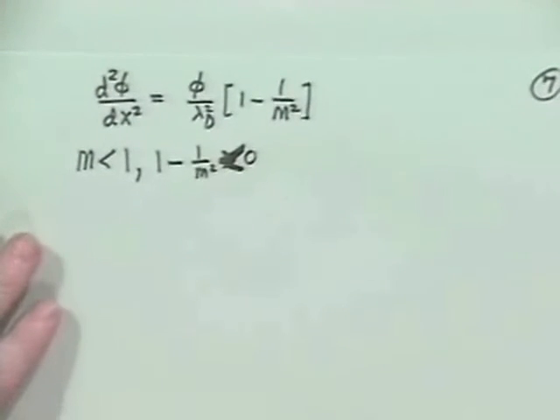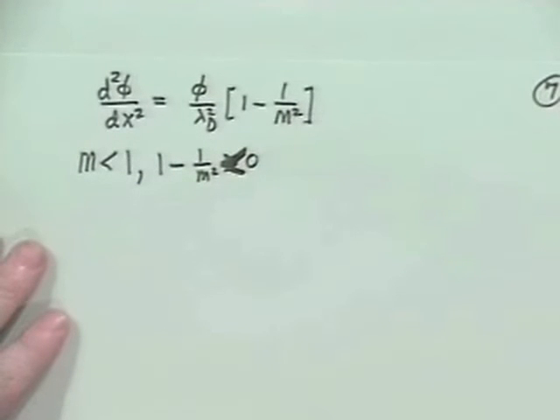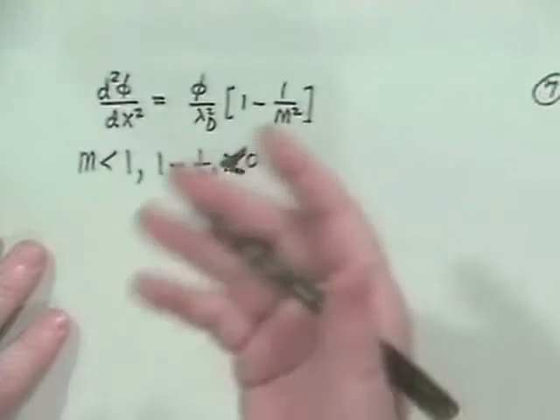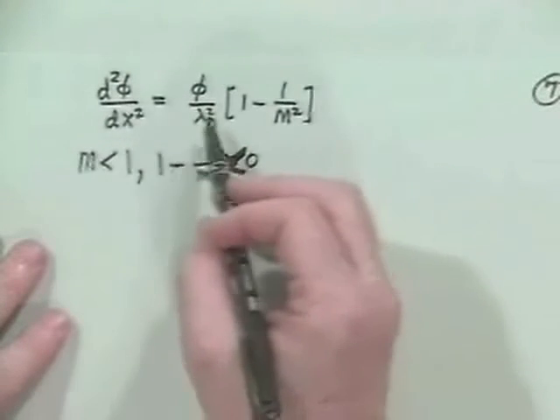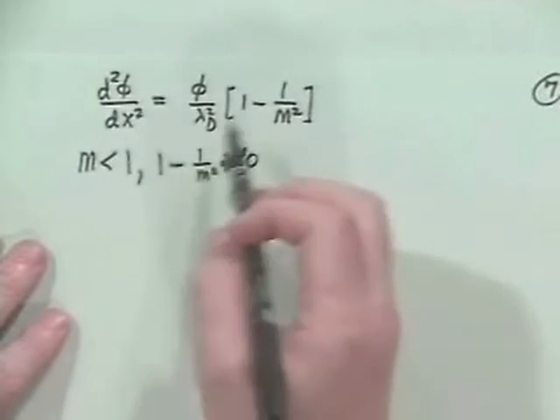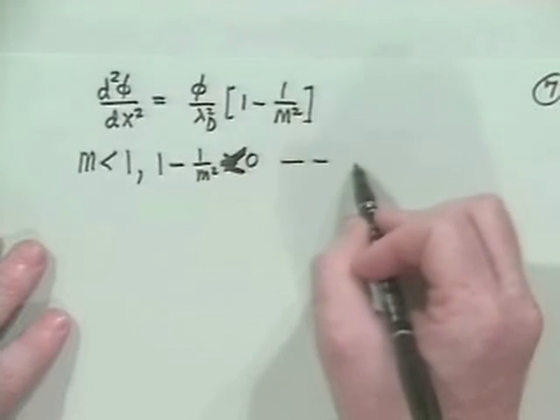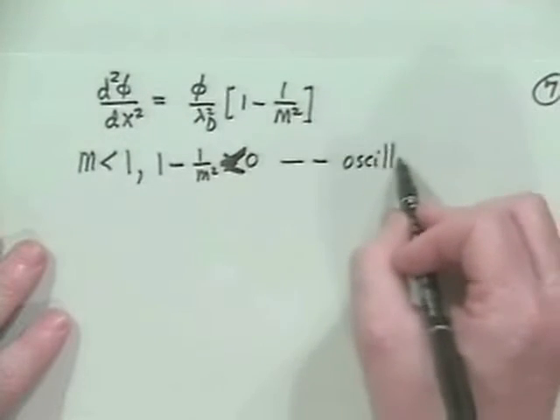And what kind of solutions do we get then? Well, then we need the e to the i something, okay? So that's e to the i kx in this case, or e to the i x over lambda. And so this is oscillatory solutions.